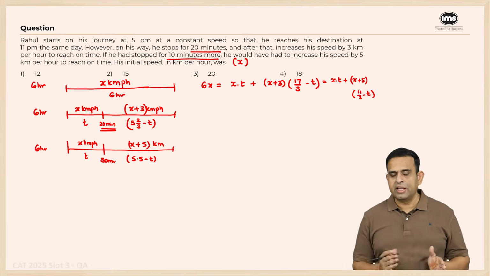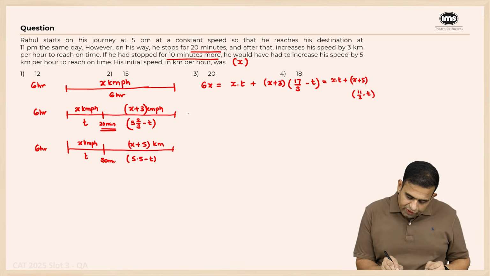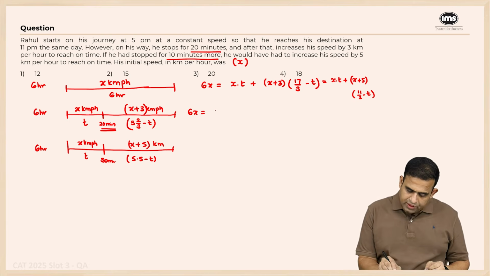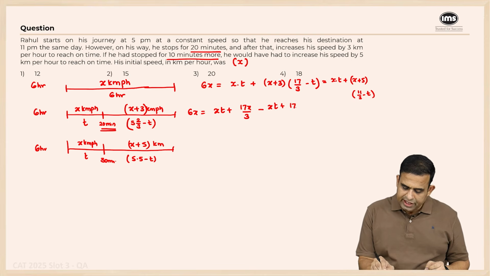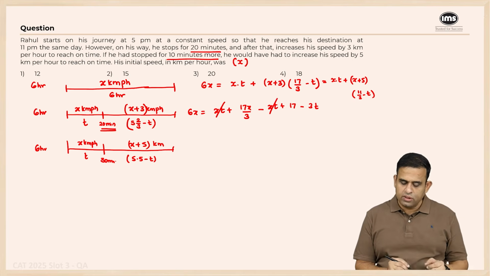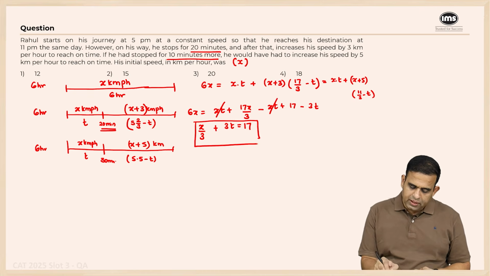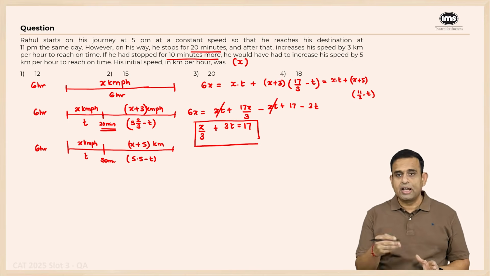So let's take the first and the second one, and let's try to frame equations involving x and t, and then we can find out the answer. So we will get 6x. If I take the first two, xt plus 17x by 3 minus xt plus 17 minus 3t. Over here, xt will get cancelled out. If I bring things on one side, you are going to get 6x minus 17x by 3 is x by 3, and this plus 3t is equal to 17, my first equation. Let's write down by taking the first case and the third case.